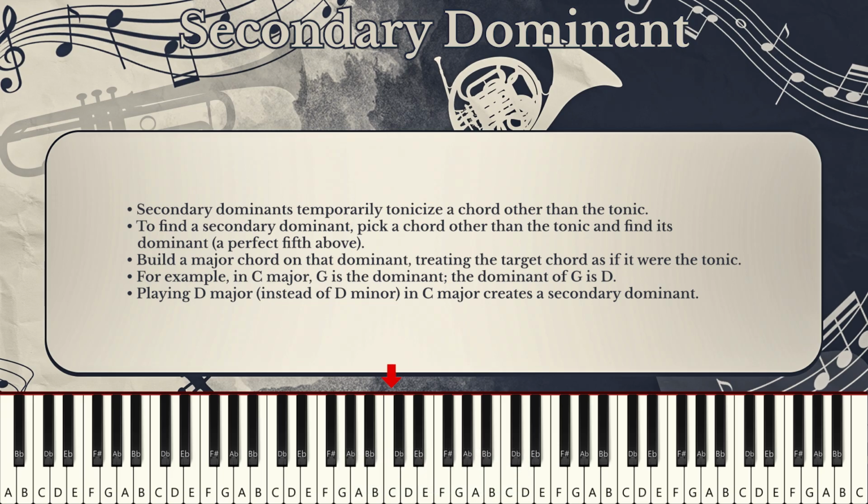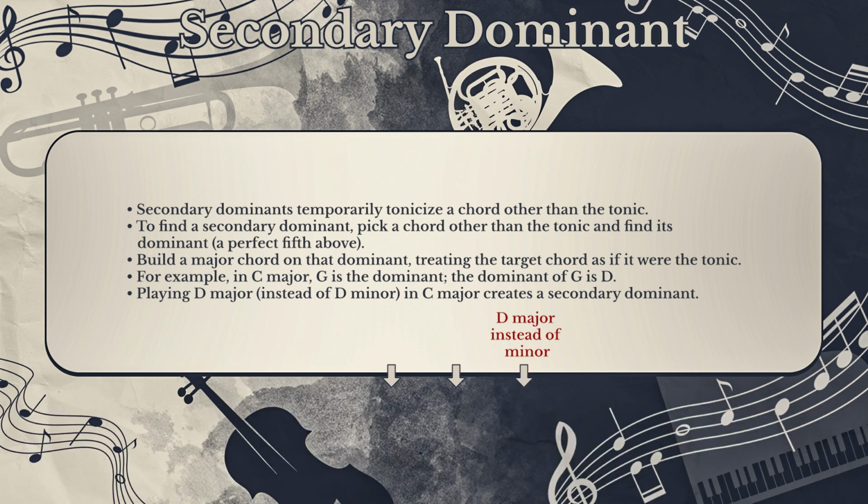For example, in C major, take G, the fifth note of the scale. Find the dominant of G major, which is D. If G were the tonic, D would be a major chord instead of a minor. So when you use a major chord on the second degree of a major scale, you create a secondary dominant.